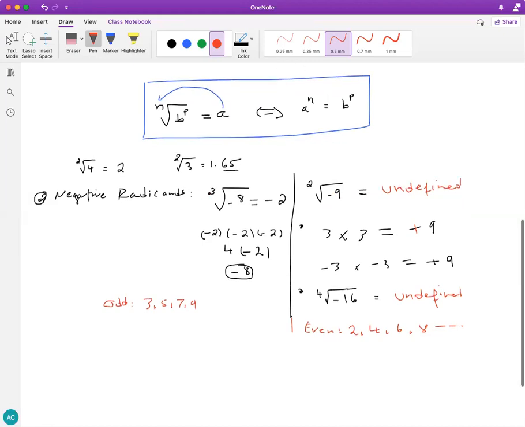But with odd index or indices like this, it is possible to have this. And you can easily prove it yourself. Just take whatever number you think is the answer and raise it to this power and see if you can get this exactly. If you think this exists, like you did earlier here, you say, oh, I think it's 3. If you multiply 3 by 3, do you get exactly this? No. You might think it's -3. If you multiply -3 by itself, do you get a -9? No, you get positive. So that's undefined.